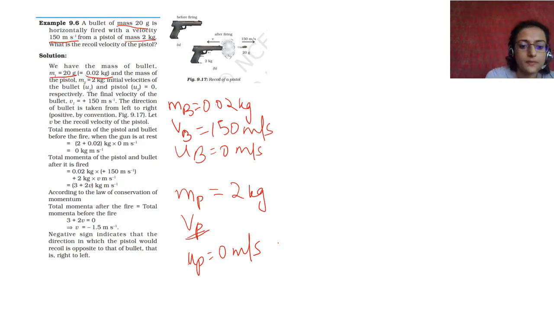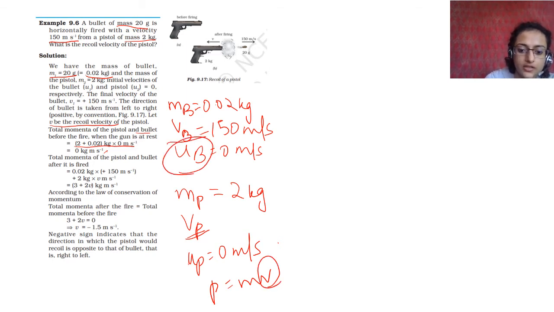Okay. So let v be the recoil velocity. Total momentum of the pistol and bullet before the fire is this. Okay. When it is at rest. Now what does this mean? This is total momentum, but because the velocities of them are zero, therefore the momentum is 0, right? Because initial momentum p is equal to mv, where v is the initial velocity, this and this, which is 0, which means initial momentum is 0 for both of them, so the sum of momentum is also 0.